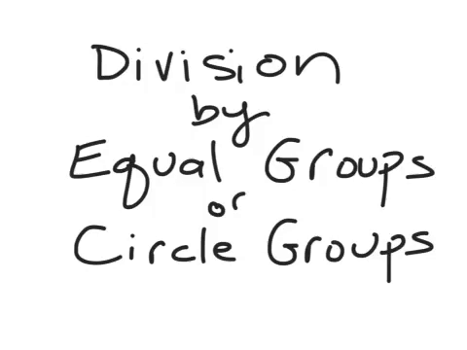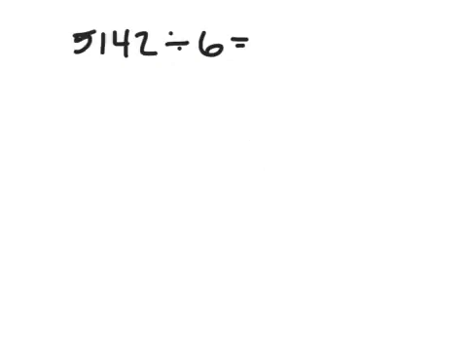Hi everyone. Today I'm going to teach you how to do division by using the equal groups or circle groups method. I want to divide 5,142 by 6, which means I'm going to be making 6 equal groups, and I need to figure out how much is going to go into each group to make sure they're equal. So to do that, I'm going to draw myself 6 circles or 6 groups.